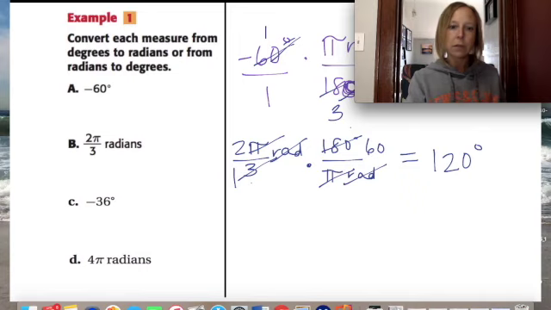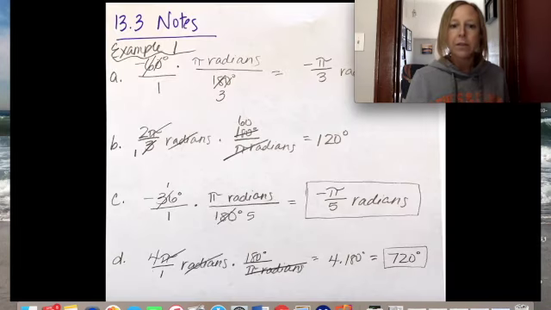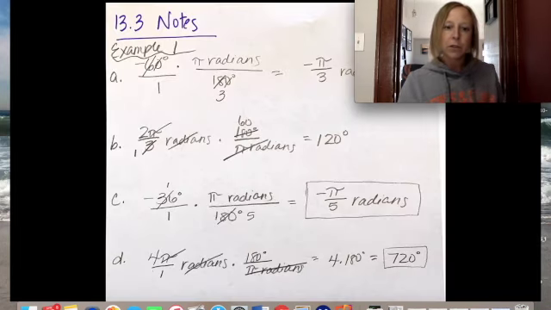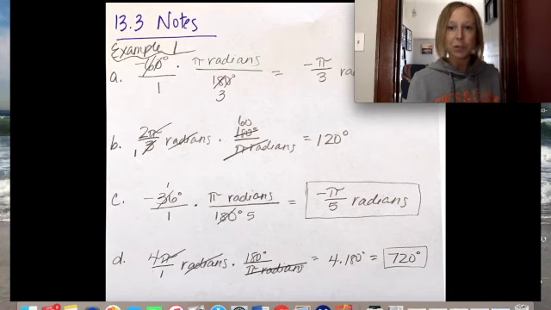Convert negative 36 degrees to radians, 4 pi radians into degrees. So pause the video, and then we'll check our answers when you get back. All right, here's the solution for those last two. For letter C, you end up with negative pi over 5 radians, and letter D, you end up with 720 degrees.